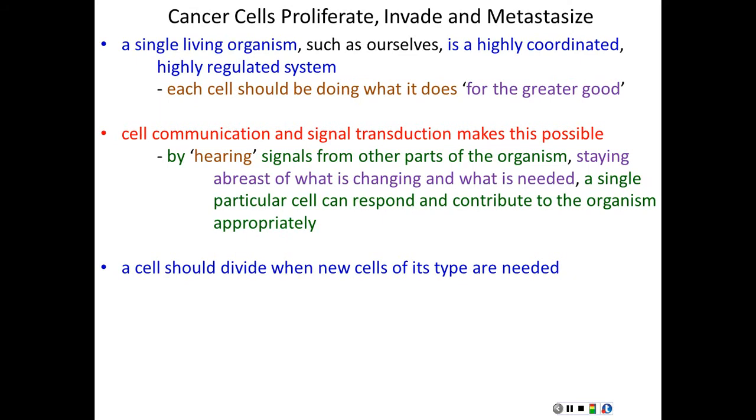A cell, in the same line of thinking, should divide and enter the cell cycle when new cells of its type are needed. In other words, a skin cell should begin dividing when it's time for new skin to be made, or the previous layer of skin has been shed. It shouldn't divide any other time, and it shouldn't not divide when more of itself is needed.